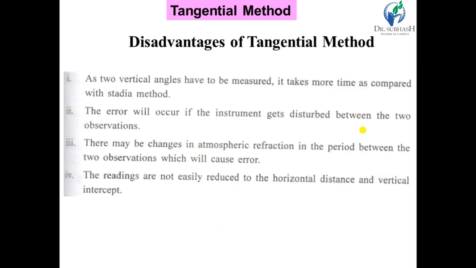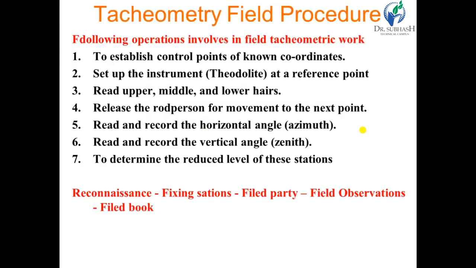Now what are the disadvantages of the tangential method? As two vertical angles have to be measured, it takes more time compared with the stadia method. The error will occur if the instrument gets disturbed between the two observations. There may be a change in atmospheric refraction in the period between the two observations, which will cause error. The readings are not easily reduced to horizontal distance and vertical intercept.